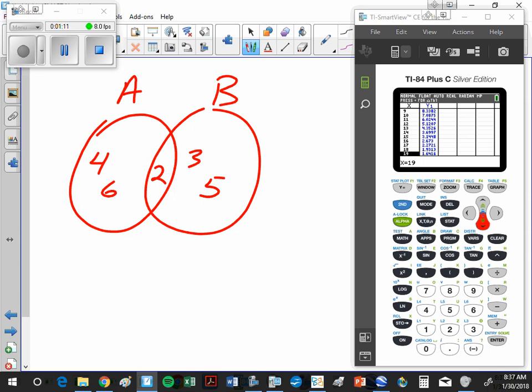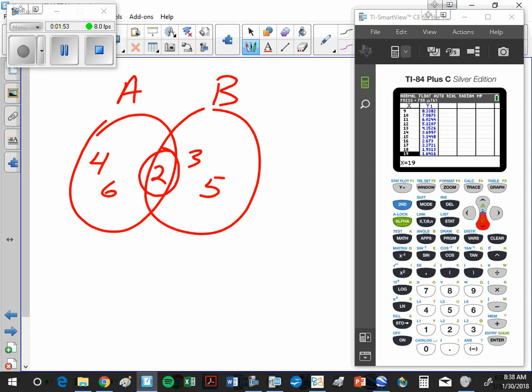Now, the probability that A and B both happen. How many ways are there for A and B to both happen? What is the probability that A and B both happen? Well, how many ways are there for A and B to happen? Just one. The only way that A and B happen is if the answer is 2. So there's one way for it to happen out of 6. So the answer would be 1 out of 6.